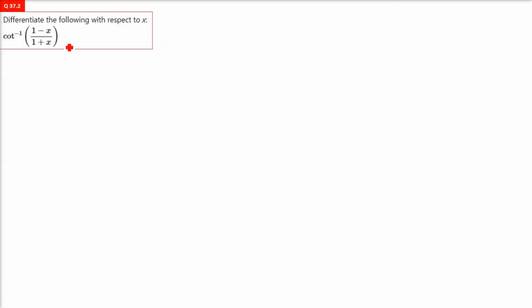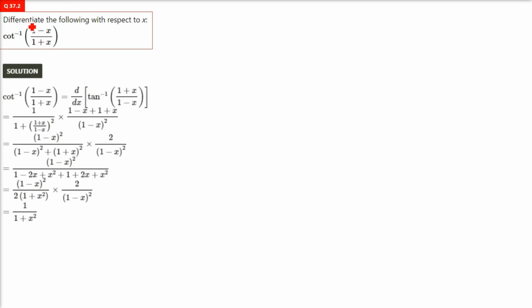Differentiate the following with respect to x. So you will be tempted to put something in place of x and try to differentiate. That is also a way. The second way is directly doing it. Apply the cot inverse formula of differentiation, rather than putting x somewhere.